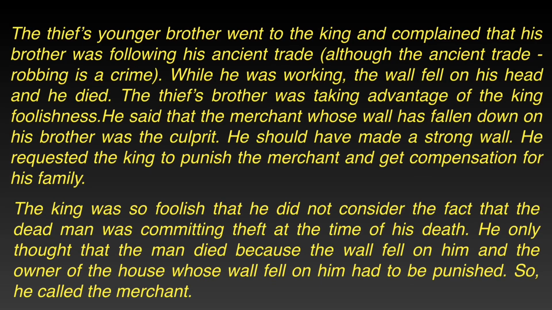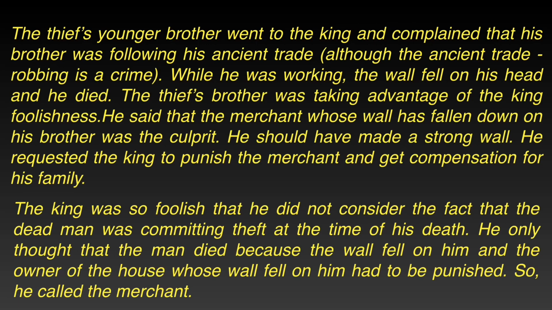The thief's younger brother went to the king and complained that his brother was following his ancient trade, although the ancient trade, robbing, is a crime. While he was walking, the wall fell on his head and he died. The thief's brother was taking advantage of the king's foolishness. He said that the merchant whose wall had fallen down on his brother was the culprit. He should have made a strong wall.